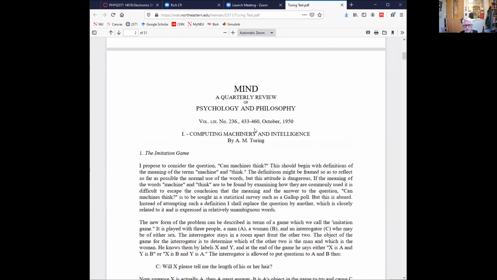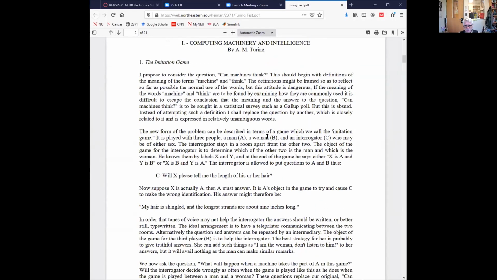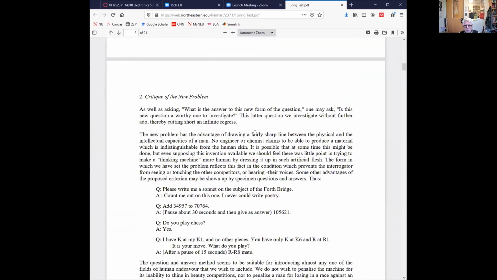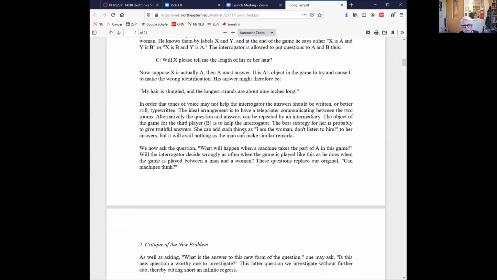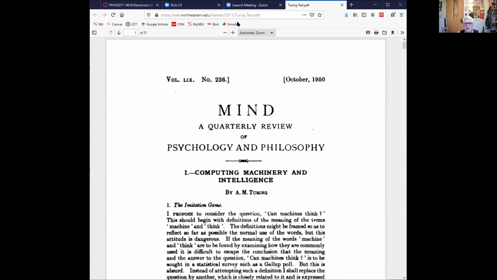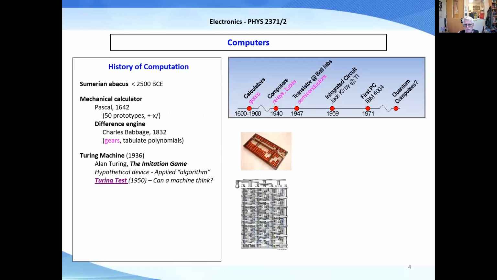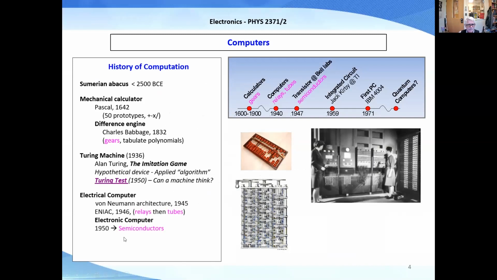Okay, so maybe someday some machines will be able to write amazing poetry and music and things like that. People have been working on that for years and years. Anyway, I just wanted to show you that because I thought it was interesting. So let's go back to here. Can machines think? Perhaps in your lifetime we'll get close to that.